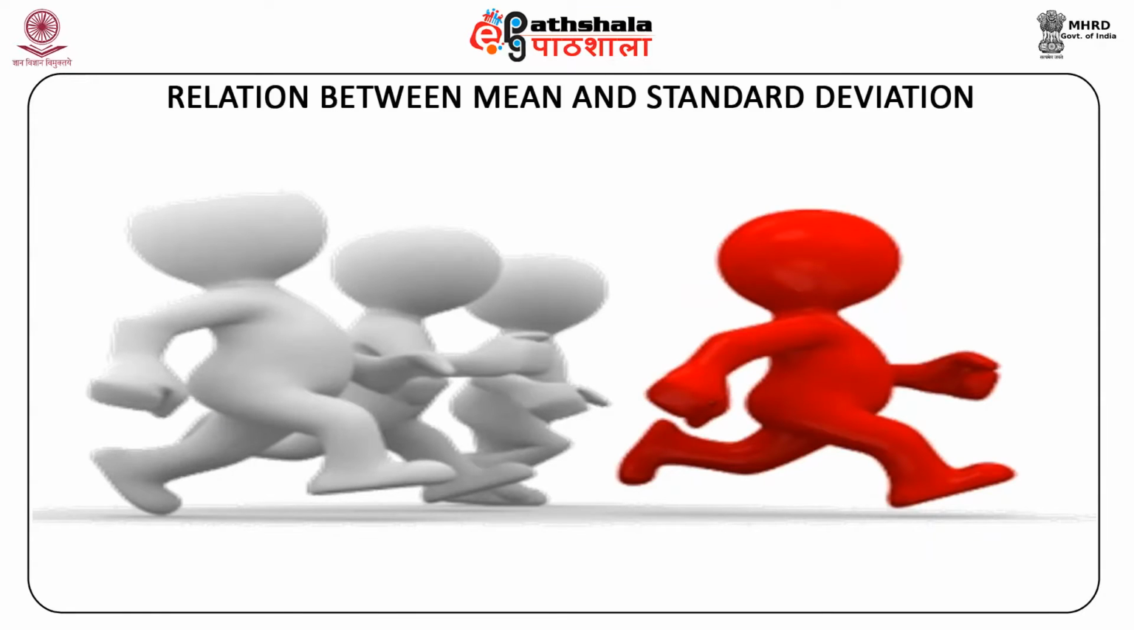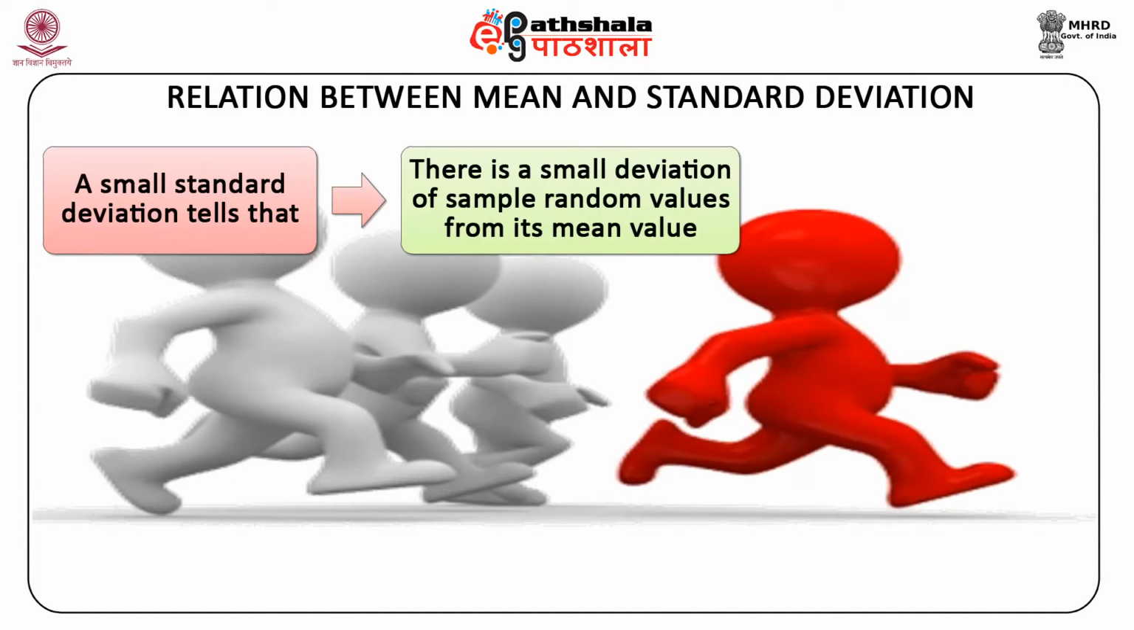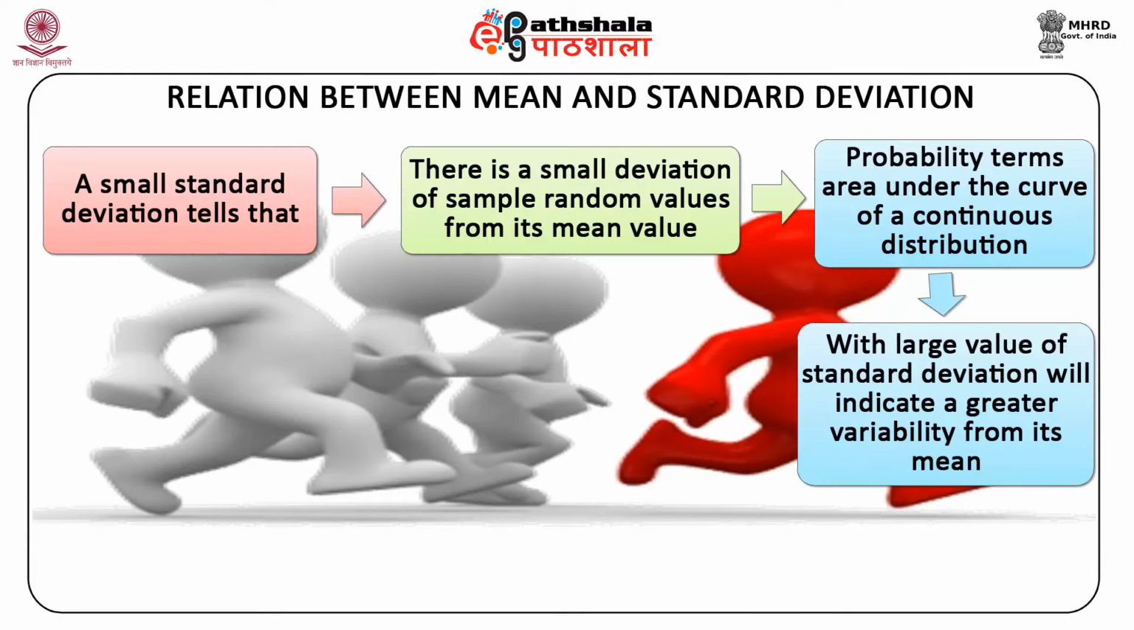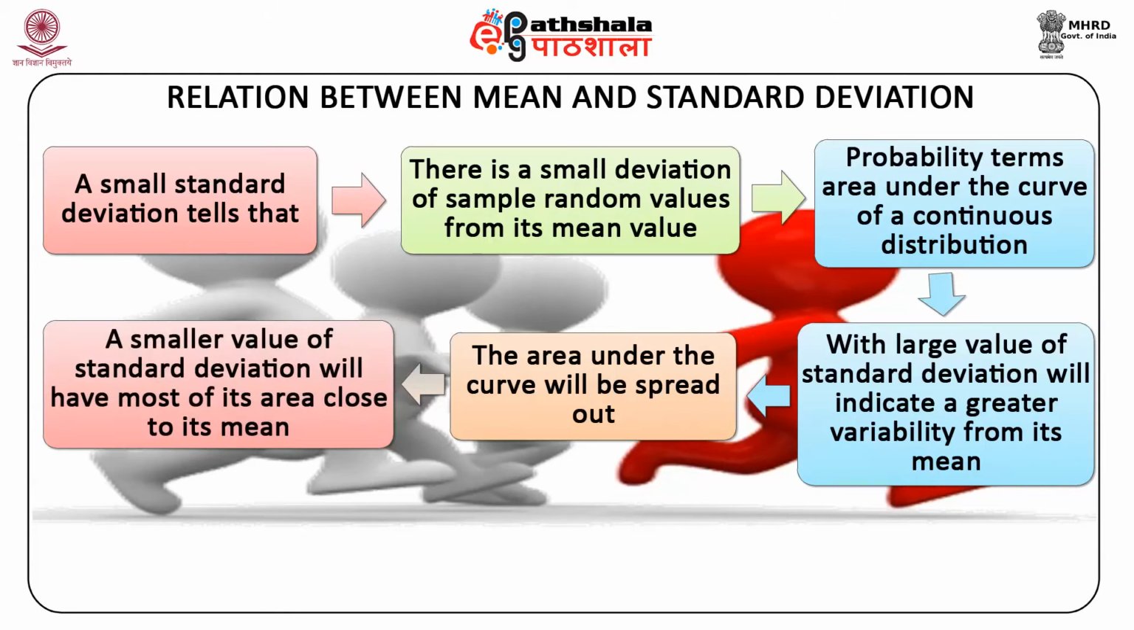Next, we will talk about the relation between mean and standard deviation. A small standard deviation tells that there is a small deviation of sample random values from its mean value. When looking at probability terms, the area under the curve of a continuous distribution with a large value of standard deviation will indicate a greater variability from its mean, and therefore the area under the curve will be spread out. However, a smaller value of standard deviation will have most of its area close to its mean. The same is true for a discrete probability histogram.